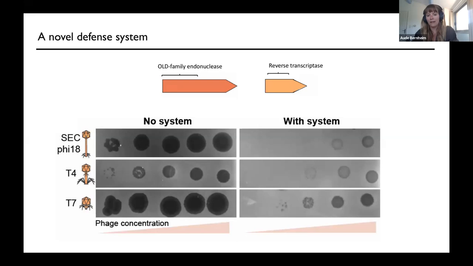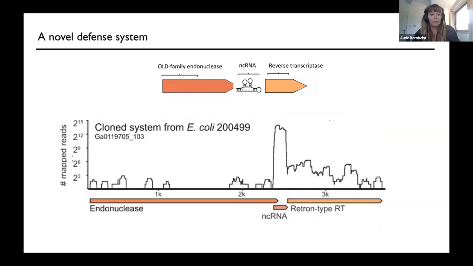And one thing that was striking when we looked at this two-gene system is that every time we were looking at it, there was an intergenic region between these two genes. And this was striking because usually defense systems come at very tight operon. And so the hypothesis was then that maybe within this intergenic region, there was something that was important, that is to say an encoding RNA. So what we did was just to sequence the RNA present in the cells encoding this system. And what we could see is that here, just between the two genes, we could actually detect, this is a number of mapped reads over the genomes.